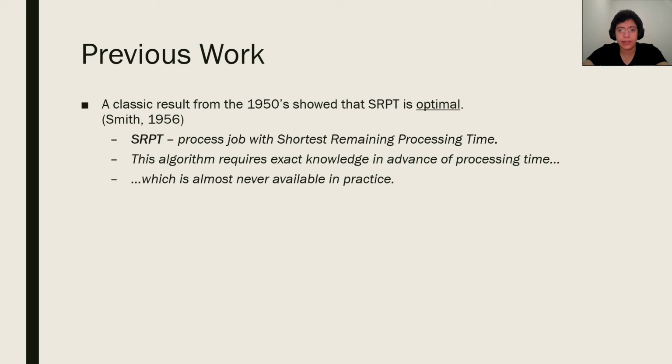Now, this is an assumption that, if you think about it, almost never is available in practice, right? This sort of information. If you imagine a job to be some piece of code that you're trying to run on a machine, it's enough for that piece of code to contain, say, some while loop or something, for the processing time of the job to be actually unknown, right? Or at least not exactly known. So this result is a very good result in the sense that it's optimal, but it does make this assumption that's somewhat uncomfortable.